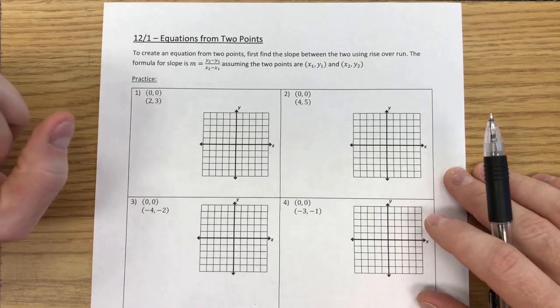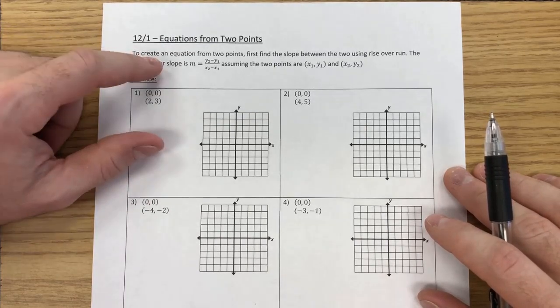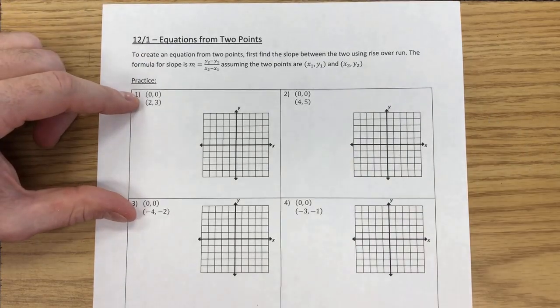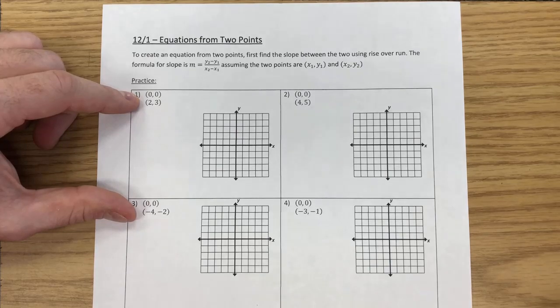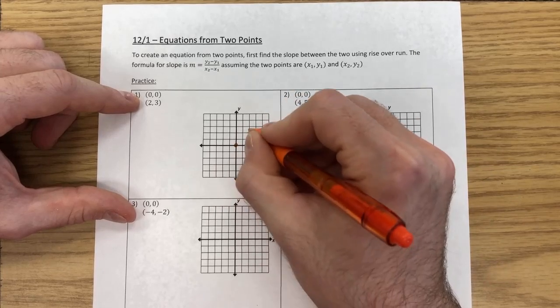So again, this is part of a 3-part process where first we're going to find the slope given these 2 points. And then we're going to use that to create a formula. Now, not always is it conducive for us to have to graph these points. Like if I were to graph the 0, 0, and I were to graph the 2, 3.